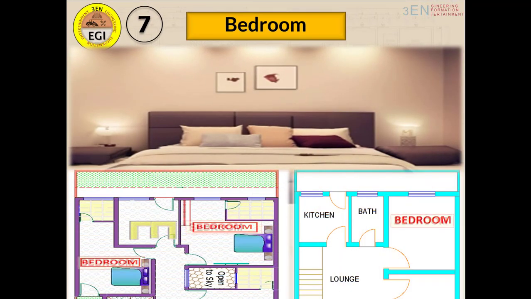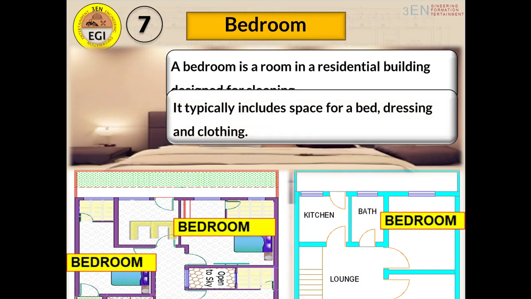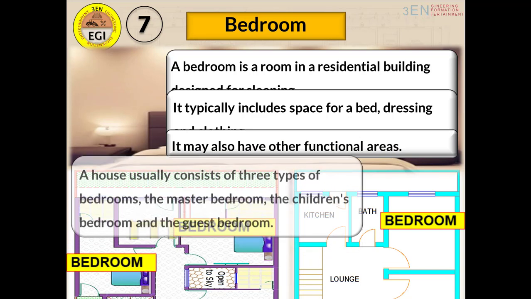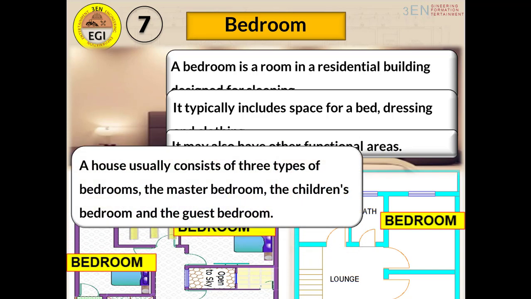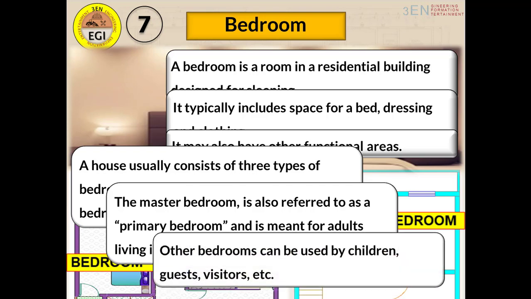Bedroom. A bedroom is a room in a residential building designed for sleeping. It typically includes space for a bed, dressing, and clothing. It may also have other functional areas. A house usually consists of 3 types of bedrooms: the master bedroom, the children's bedroom, and the guest bedroom. The master bedroom is also referred to as a primary bedroom and is meant for adults living in the house. Other bedrooms can be used by children, guests, visitors, etc.